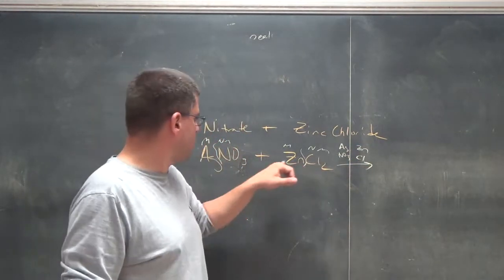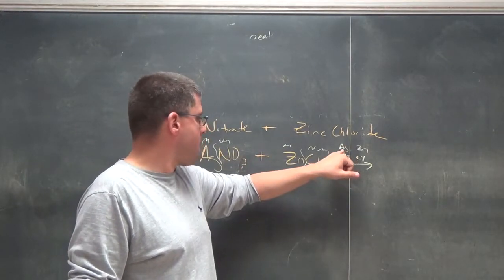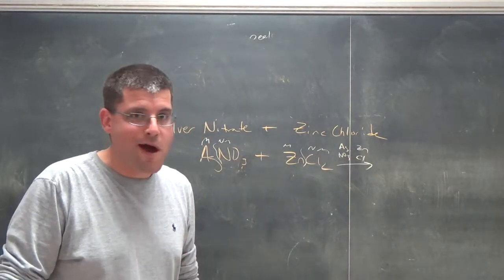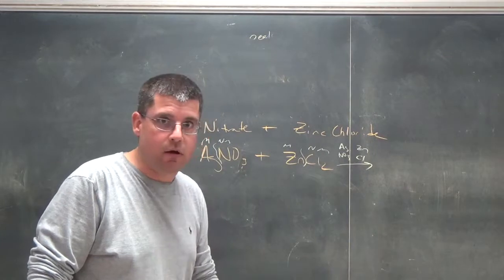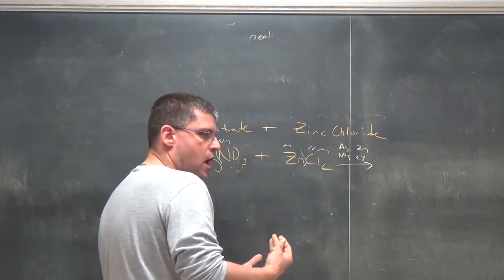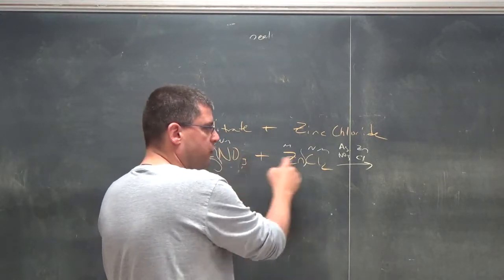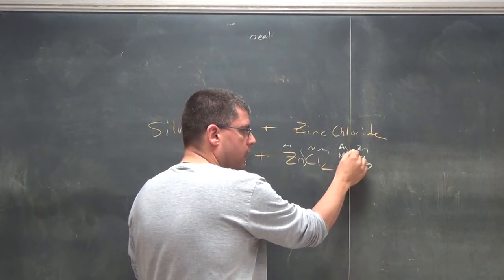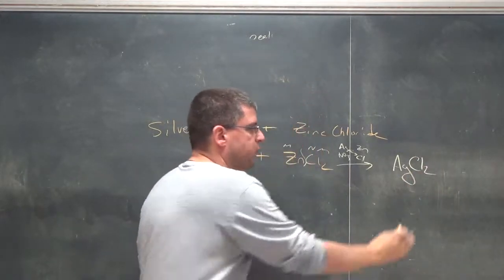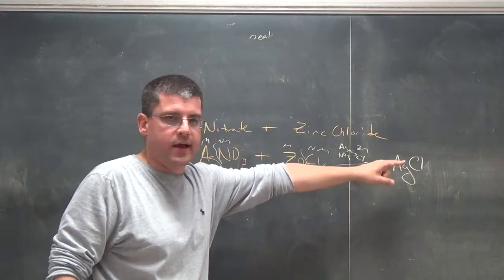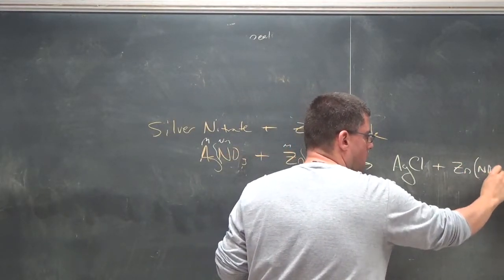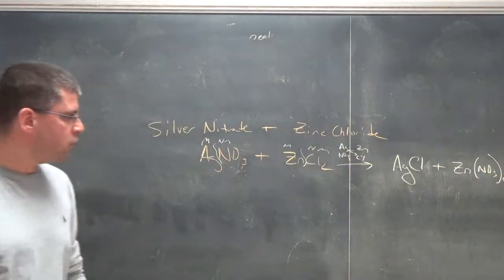So can we make silver zinc? No. You're not going to put a metal and metal together like that. What can we make? Metal non-metal, double replacement, ionic compounds, salts. So we had silver nitrate, so what can we make? Silver chloride, plus 1, -1. Plus what's left over? Zinc nitrate. There you go. See how that works right there?